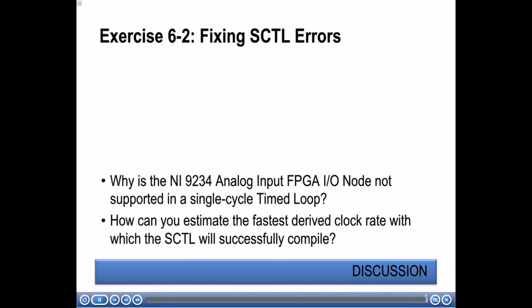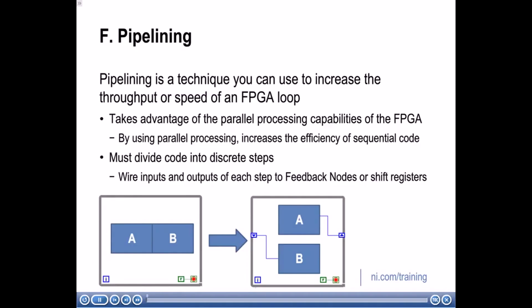Next, we will use pipelining to increase the throughput or speed of an FPGA loop. In the previous section, we described troubleshooting single cycle time loop errors. By the end of this module, you will be able to use pipelining to increase the throughput or speed of an FPGA loop.